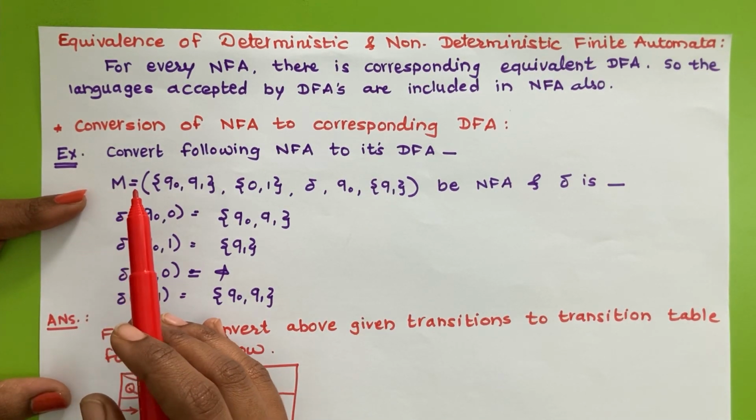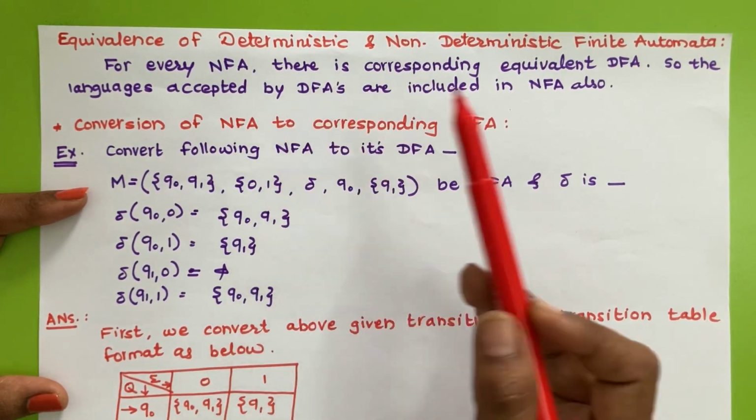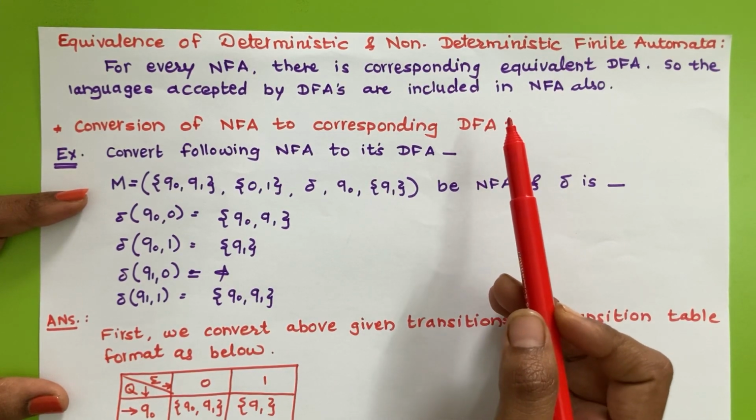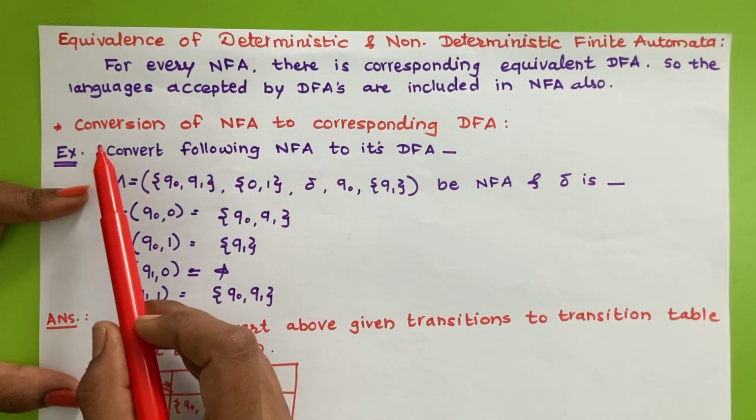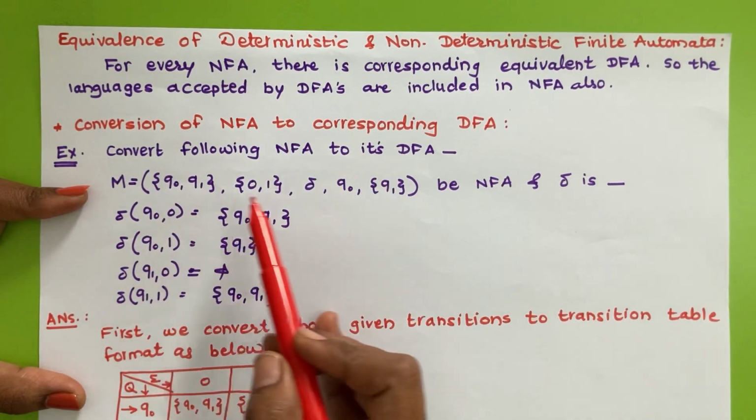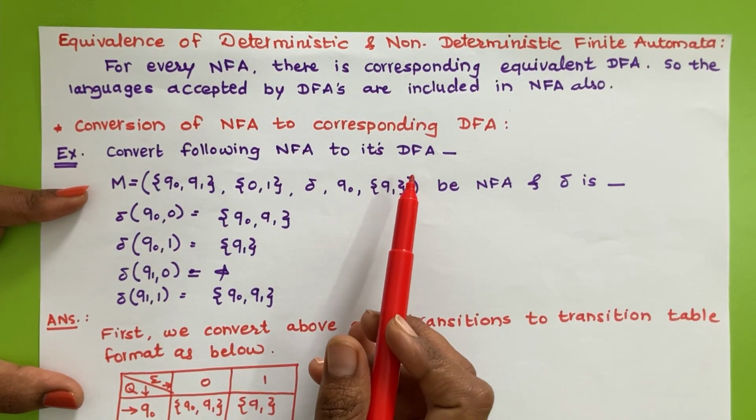But vice versa is not applicable. Means we cannot convert DFAs into NFAs. So we'll see how this conversion is made. We'll take one example of an NFA and convert that into the corresponding DFA.